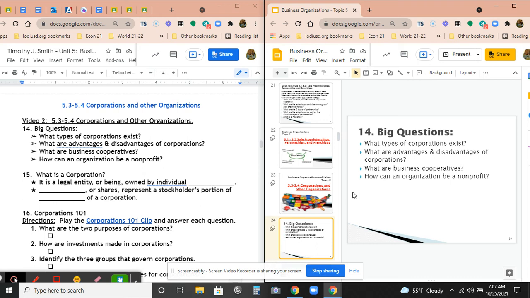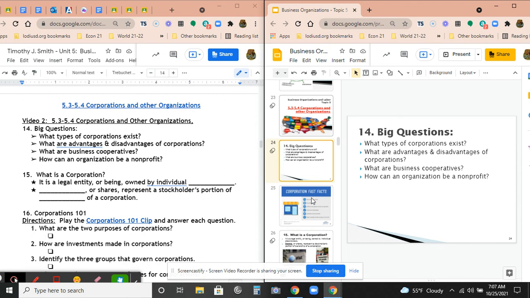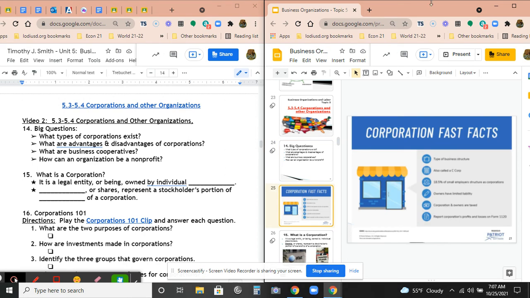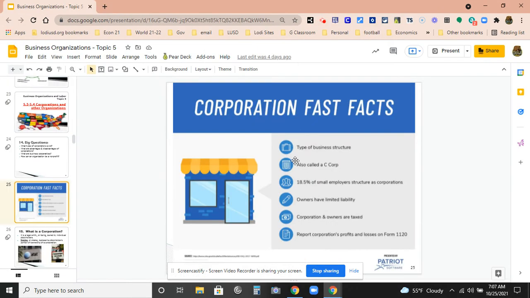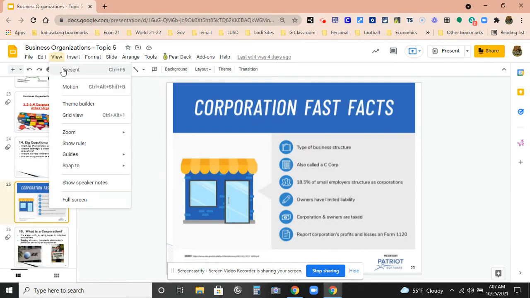What are the advantages and disadvantages of corporations? One of the key issues here is going to be taxation. And then what are business cooperatives? How can an organization be a nonprofit? Okay. Next topic. Let's look at these quick little facts on corporations. Let's go ahead and look at this one full screen.